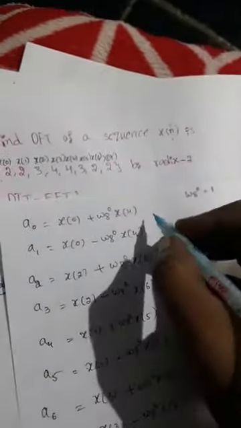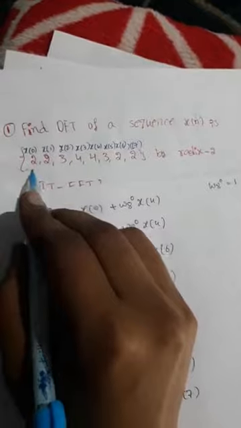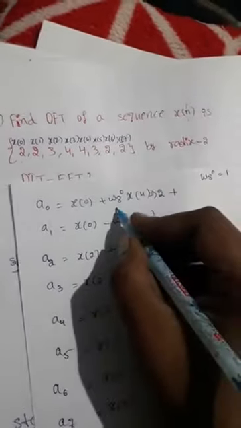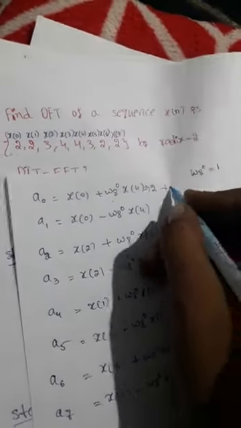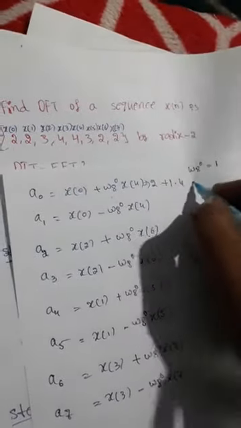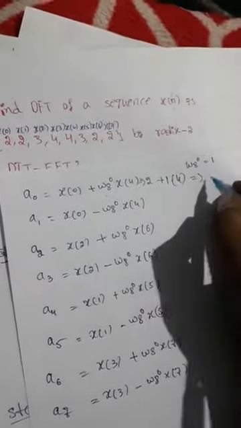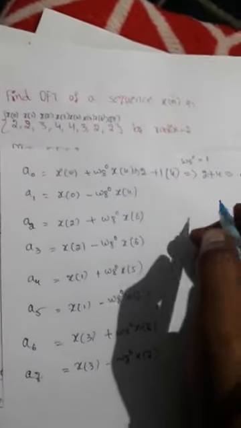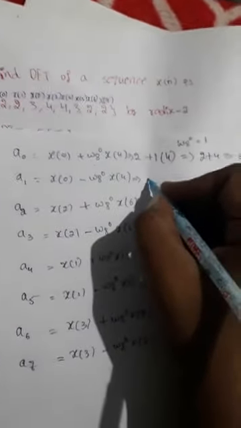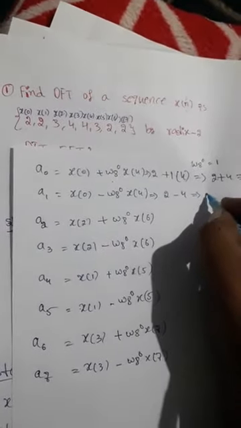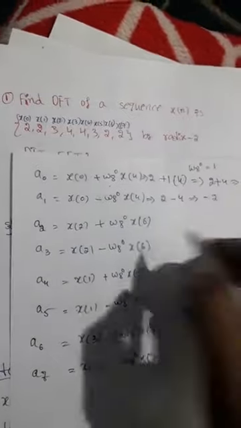See here, x of 0 value is 2. Okay, 2 plus omega 8 to the power of 0 value is 1 into x of 4. X of 4 value is 4. Okay, 1 into 4, 2 plus 4 equals to 6. Okay, and next is x of 0, 2 minus x of 4 is 4. That value is minus 2.